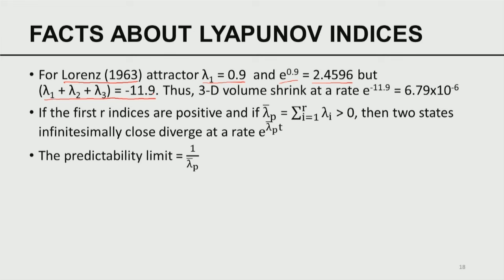That means the 3-dimensional volumes decrease at this rate. So what is the idea here? The volumes decrease. The attractor, where the orbits of the system exist, you cannot predict where the orbits will be at what time, because it is intrinsically chaotic, because lambda 1 is positive. So that is the overall characteristics of what is called the Lorenz system, and examples of values of the first Lyapunov index.